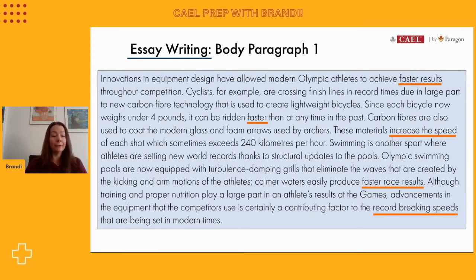Okay, I notice I've got a small grammar mistake there too. Advancements in the equipment that the competitors use should be "are certainly contributing factors." So as you do the proofreading, as you're catching mistakes as you go, you would want to fix them as you go. All right, I'm not going to take the time to do that now, but I point it out because sometimes as we're writing, we don't even notice the mistakes we make, but there's one there.